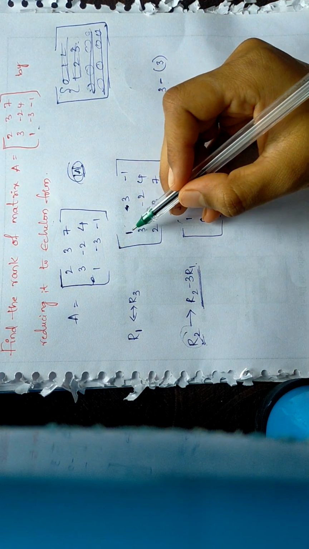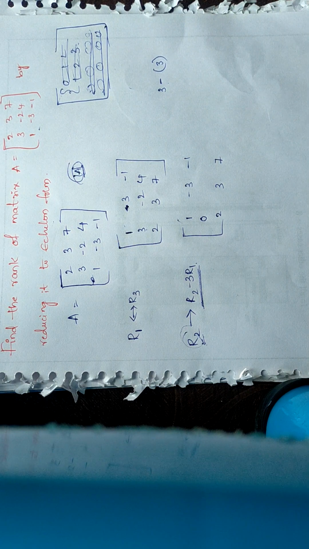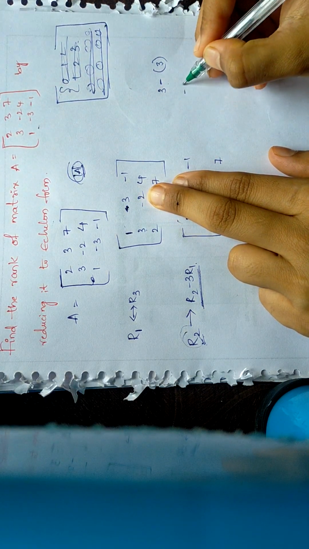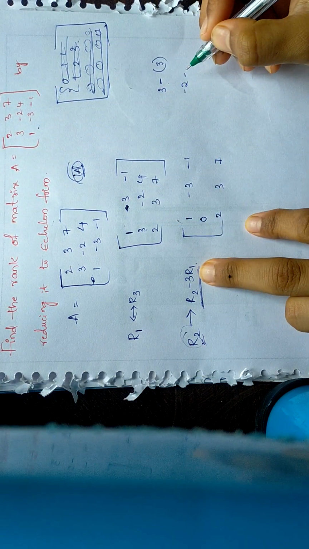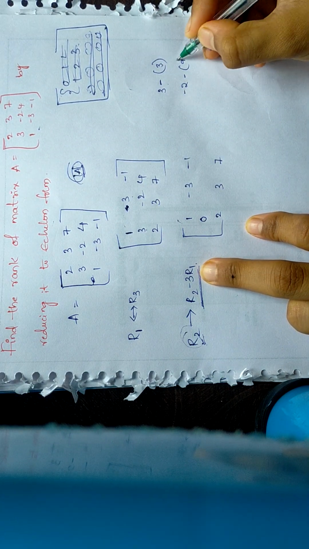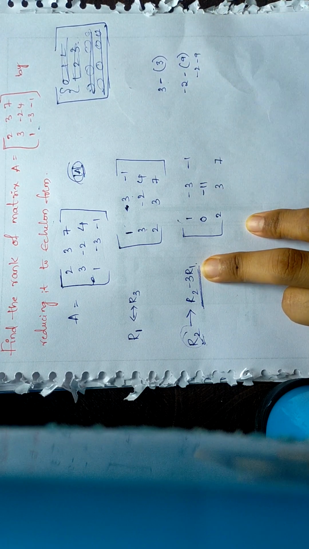Mostly we will select the rows which have this kind of ones and the multiples of these numbers below. Then you can easily make them zeros, right? So your aim will always be how you can make them zeros. Now for the second element, it's minus 2. Now minus 3R1. 3 threes is 9. Minus 2 minus 9 is minus 11.